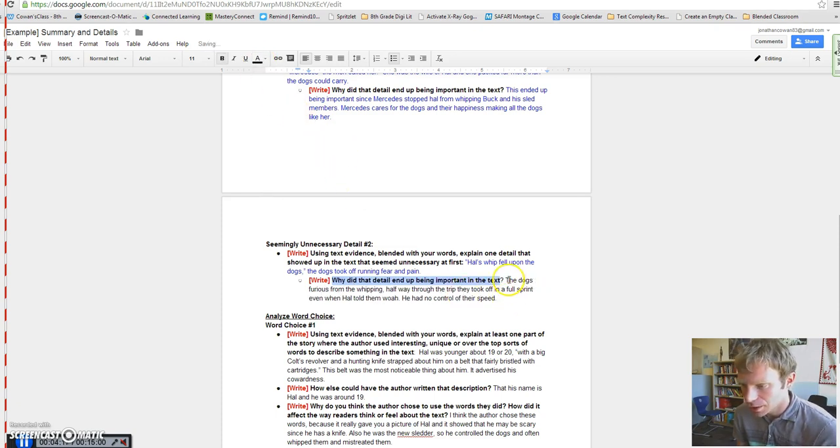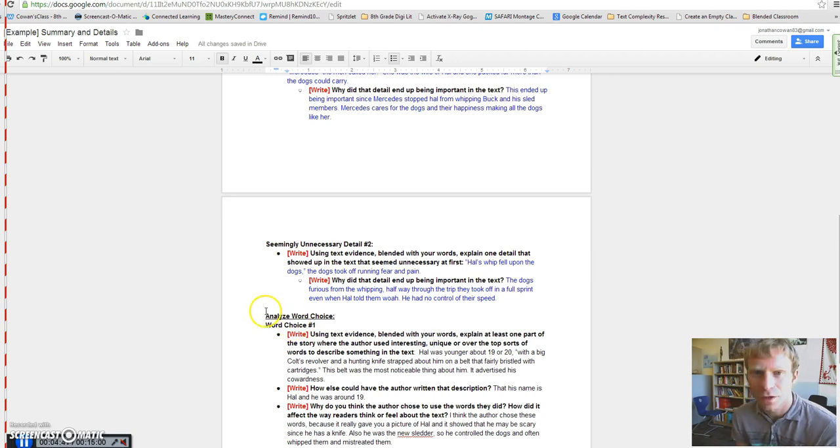And so after they wrote that, they're trying to figure out why that detail is important in the text. What they said is that the dogs, furious from the whipping, halfway through the trip took off in a full sprint, and even when Hal told them, whoa, he had no control over their speed. So why were they talking about Hal's whip falling on the dogs? Why is that important? Well, because it led to the dogs rebelling against Hal later on. So that seems like an important detail.